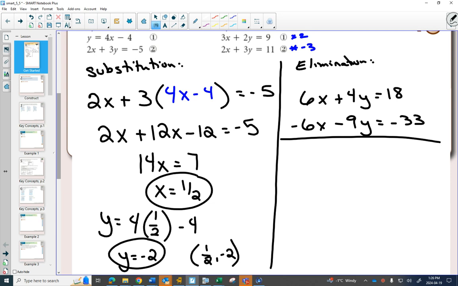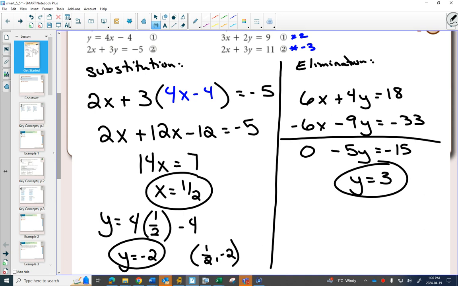The elimination technique, you also want to arrange both of your equations so that you have a column that's x's, a column that's y's, and a column that's numbers. Because now when I add this equation and this equation, I'll get 0 there. 4 plus a negative 9, negative 5, and 18 plus negative 33, negative 15. Well, now I can just divide by negative 5, and I can find my y value is 3.